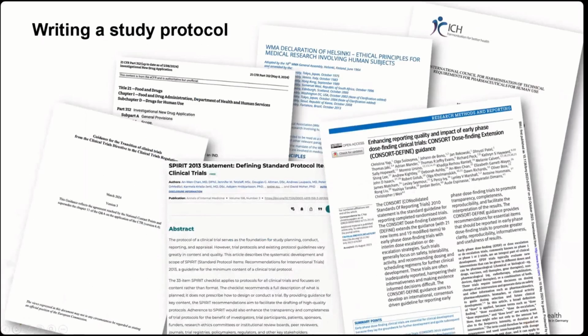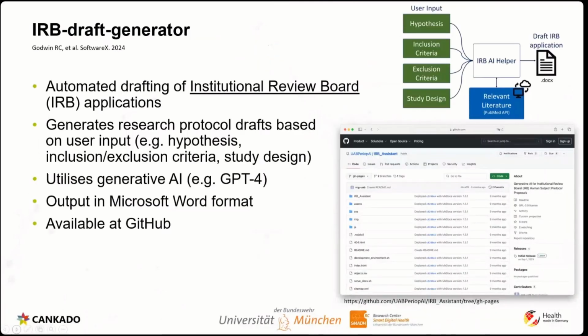And then, of course, if you have to prepare a clinical trial, you have to write a lot of documents. And writing these documents also means that you have to be compliant with a lot of guidelines, regulations, and you have to fulfill all the things. Most of these things are standard work, and standard work is perfect for a computer.